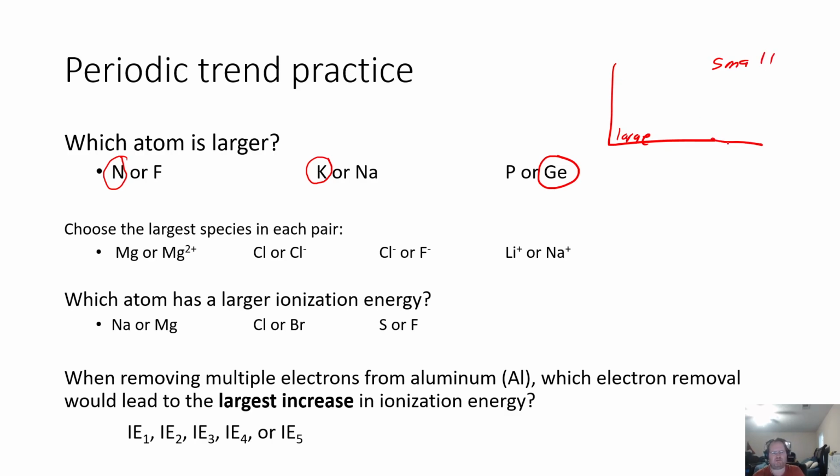Now we have some ions. We need to pick the larger of each pair. We said that cations were always smaller, so magnesium is larger. We said anions were always bigger compared to the atom, so chlorine minus is bigger.